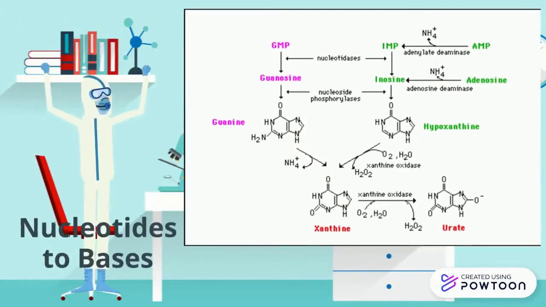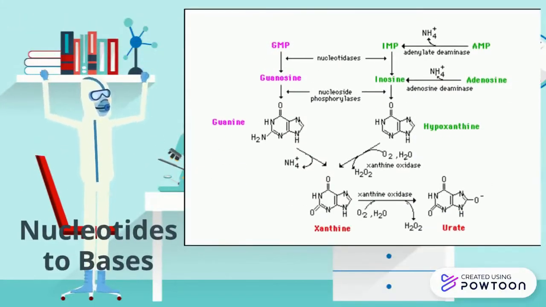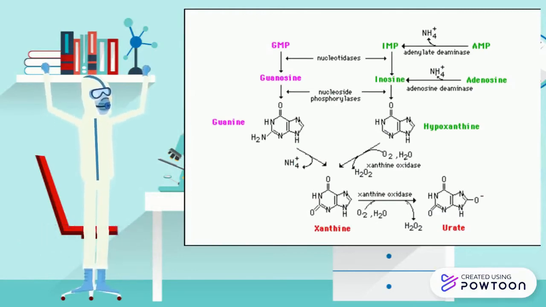Guanine nucleotides are hydrolyzed to the nucleoside guanosine, which undergoes phosphorolysis to guanine and ribose 1-phosphate. AMP is deaminated by the enzyme AMP deaminase to IMP. IMP is further degraded by hydrolysis with nucleotidase to inosine, then phosphorolysis to hypoxanthine.